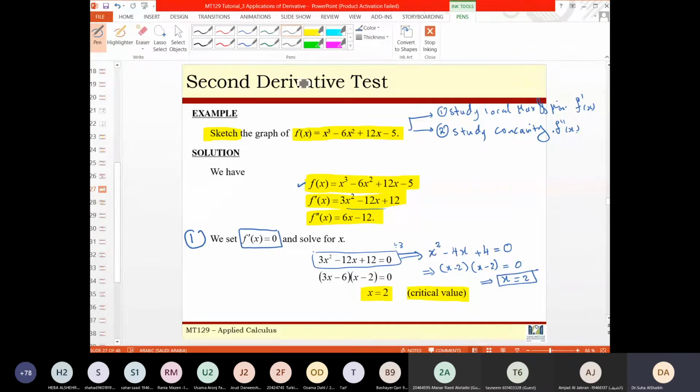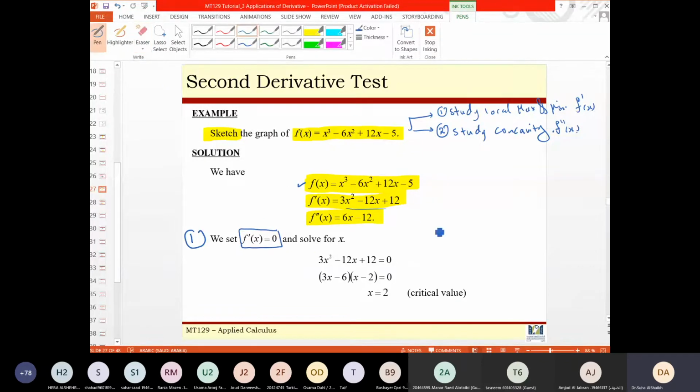Now notice this thing. Here I did the factorizing without dividing by 3. I divided by 3 and then did the factorizing. This is correct and this is correct. Why did I simplify it? I want the factorization to be easier. It's fine to do it like this.